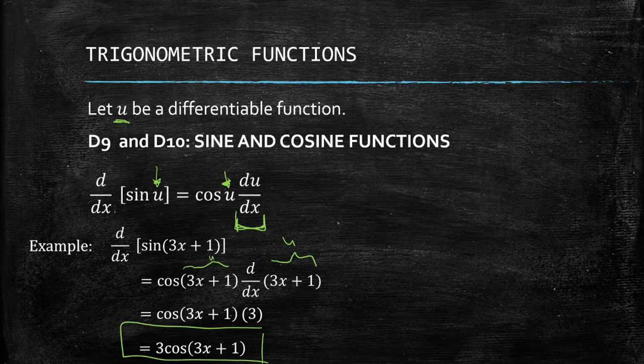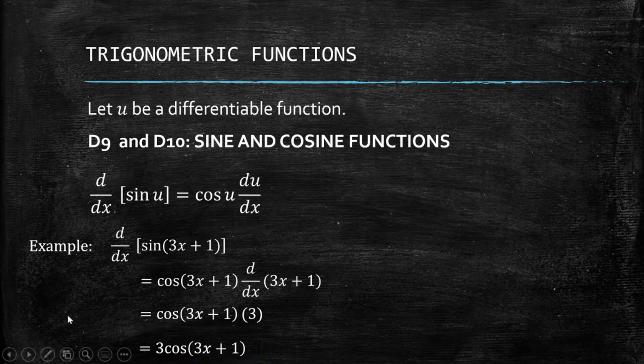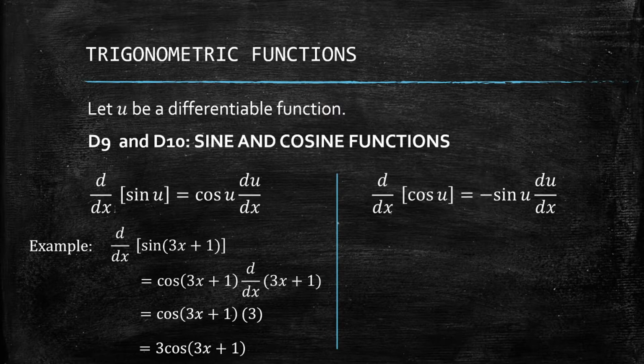So again, the derivative of sine u is just cos u, and if there is an expression or function within the angle, we simply use chain rule, which is du dx. Next, let's have the derivative of cosine. So we have now D10. If D9 is the derivative of sine, D10 is the derivative of cosine.